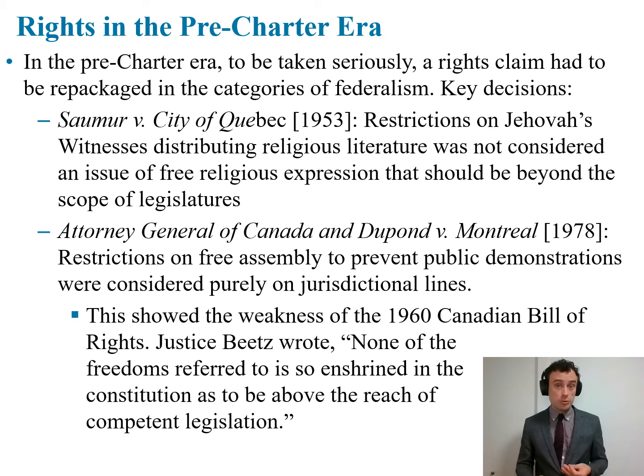And so this showed that the Canadian Bill of Rights was not going to be sufficient to entrench rights in the Constitution, and what would be needed was a new Constitution Act. And that's what the Charter of Rights and Freedoms would produce in 1982.